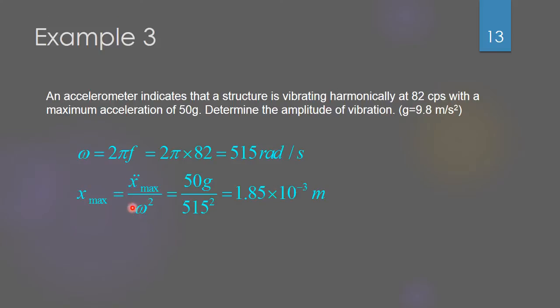Then we need to calculate omega. Omega is given by 2 pi f, which is 515 radian per second. Okay, then just plug the value of omega and the value of x double dot max, which is given here, and you will reach this value.